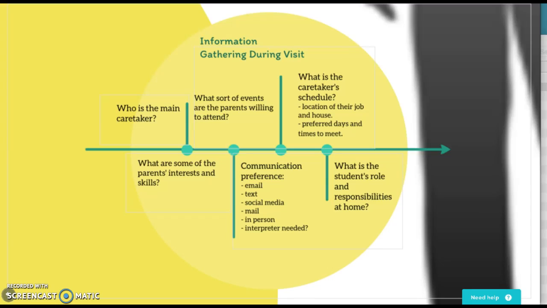Also, find out the location where the parents work and preferred times and days to meet. Knowing the parents' location and schedules will help you later plan meetings in the year. School location can be inconvenient for parents to get to, so locations by their house or job might work better. Parents can work during odd business hours, such as evenings, graveyard shifts, and so on. So working around their schedule will make meetings more convenient for them to attend.